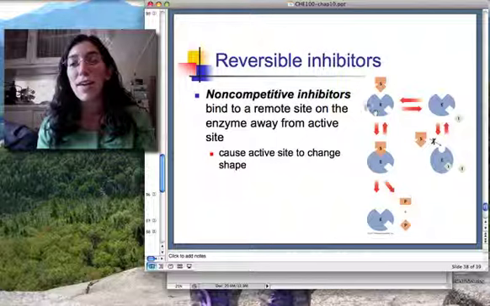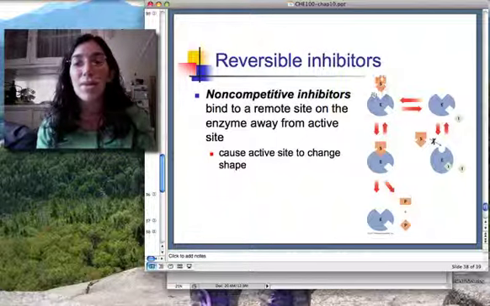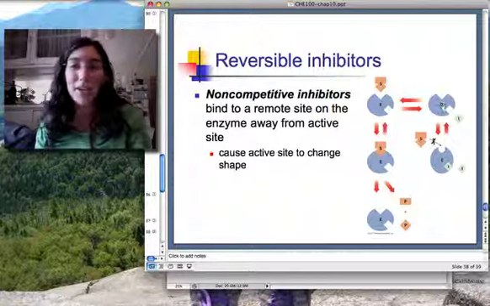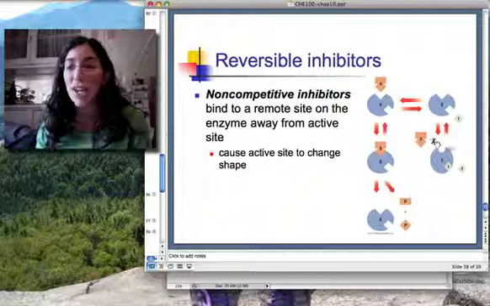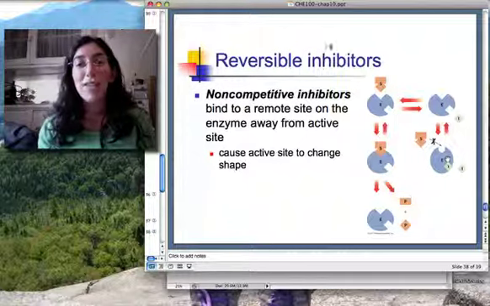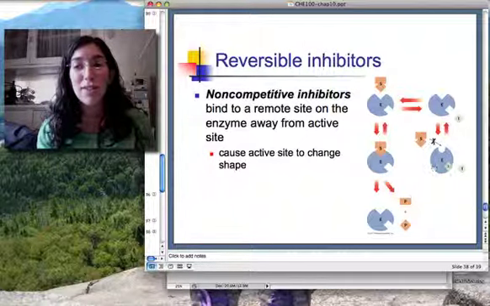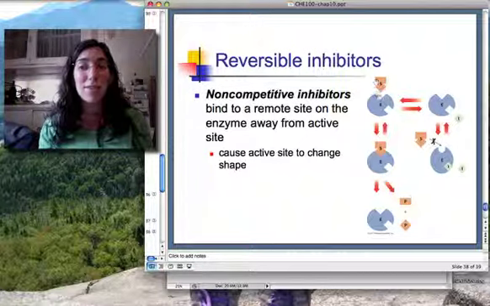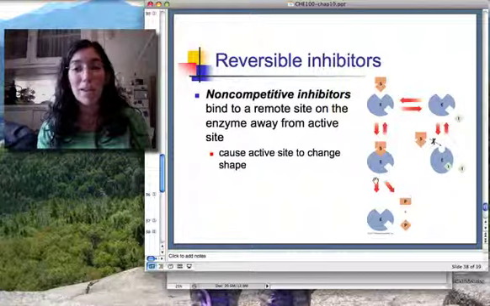So here's an enzyme, here's the active site where the substrate binds, and here's an inhibitor of this enzyme that binds to this sort of back door, all right? And when that happens, it changes the shape of the active site, so now the substrate can't bind, okay? But again, this is a reversible inhibitor, so it can then unbind itself and make the active site available again for the substrate, okay?